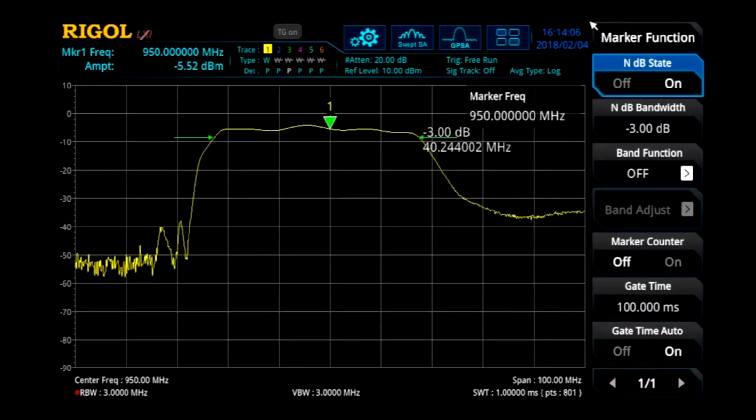So in addition to the shape, we can also easily go into the marker functions and look at the 3 dB bandwidth of that filter. Here it's about 40 megahertz. So that gives us a nice wide band in our transceiver with a fairly flat output.